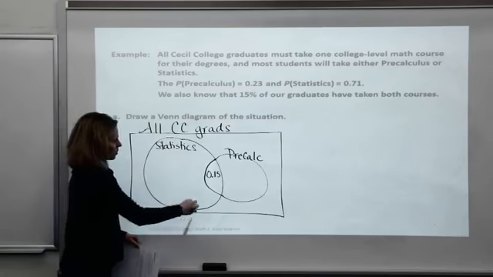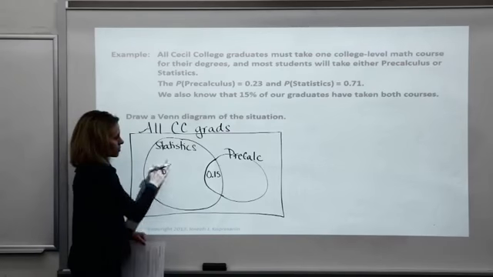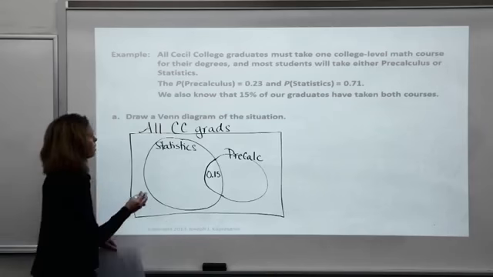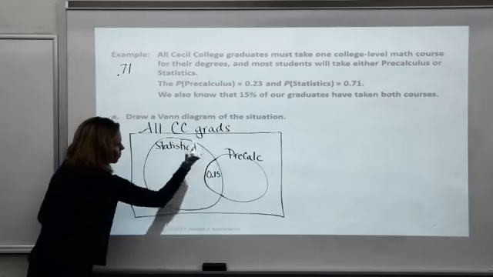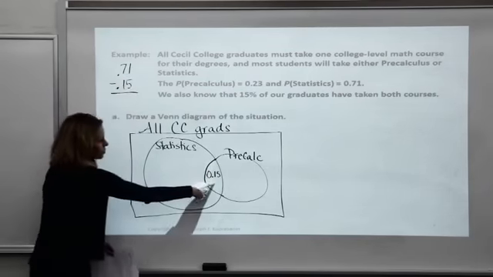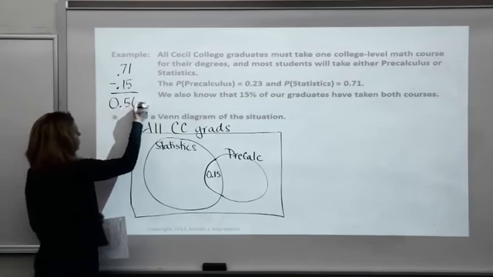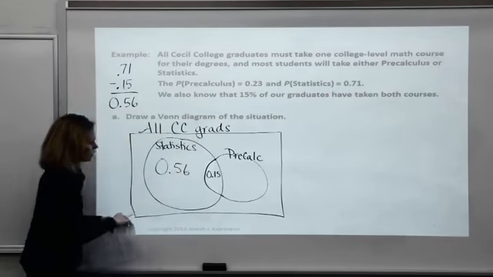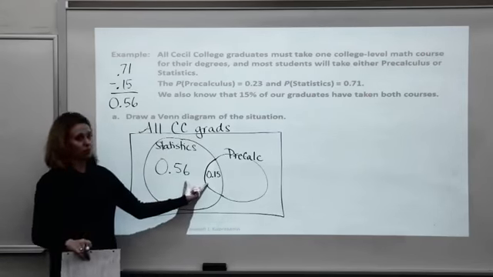When we then want to figure out the probability that a student takes statistics, what's left here are the students that take statistics only. They did not take pre-calculus. So if you take the probability of taking statistics, 0.71, and subtract off the probability that those students also took pre-calculus, that leaves a probability that a student only took statistics of 0.56. Now that entire statistics circle has a probability of 0.71.